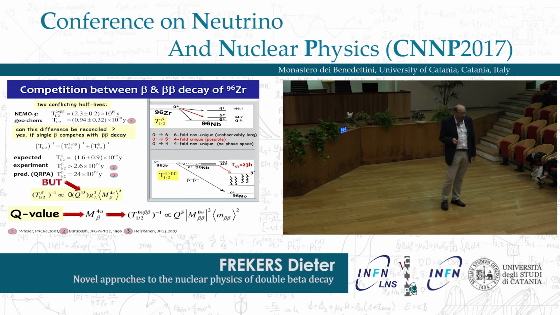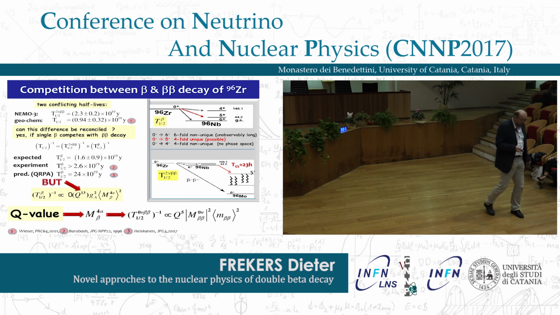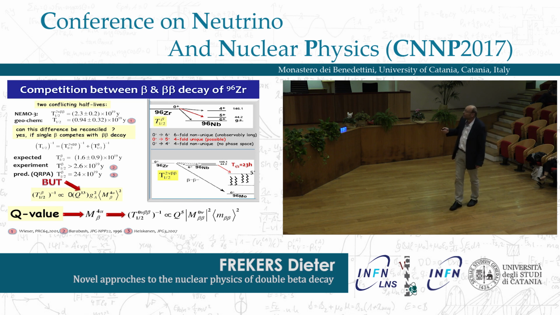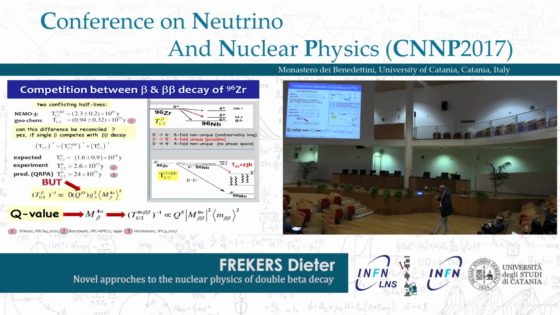There is a geochemical measurement which measures the total decay rate. And out of this total decay rate, you can calculate the partial decay rate for the single beta decay, which is here. And the expected single beta decay rate is 1.6 times 10 to the 19 years. Experiment is greater than 2.6, so there's a bit of tension, but they do not discard each other. There's a little bit of tension between them. The prediction from the QRPA was 24.